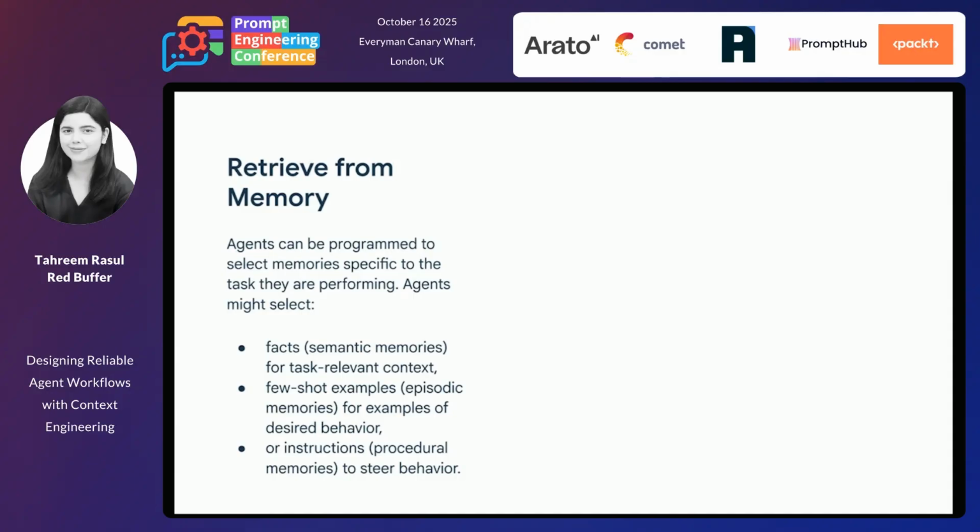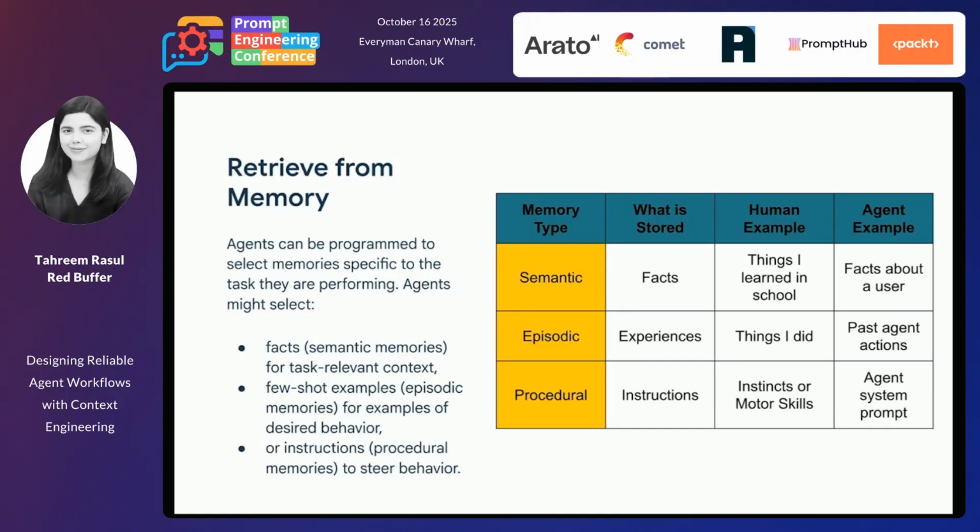When we talk about retrieving from memory, agents can be programmed to select memories specific to the task they're performing. We can group memories into three different types. Anything that's a fact, we can term semantic. If it's relevant to the task, the agent should fetch from semantic memories. If it's relevant to what the agent should do, we can group this into episodic memories. And if it's around steering performance, we can group this into procedural memory.